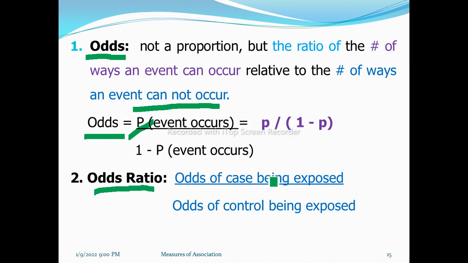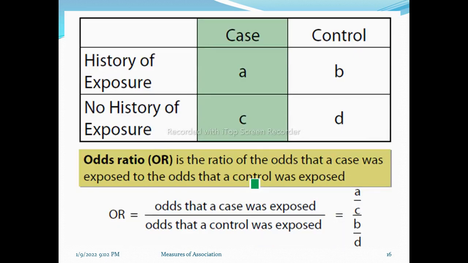The odds of cases being exposed to the odds of controls being exposed is known as odds ratio. So we will use this calculation formula. The odds of controls being exposed is the same thing. This is for odds ratio. Now we will see an example and how to formulate the formula.